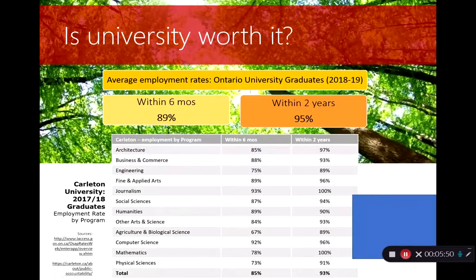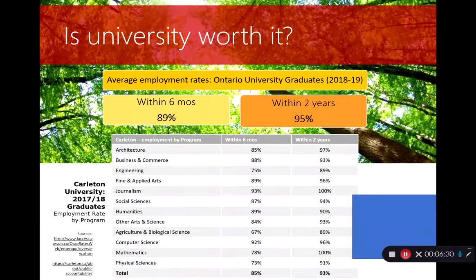Looking at all those costs, and the fact that you might need to take on debt, a lot of students do ask themselves, is this worth it? So I just wanted to share with you some recent statistics that maybe help counter some of the narratives about, study a degree in philosophy and you'll end up working at McDonald's. That's typically not the case. Average employment rates for Ontario University graduates are quite strong. These are some statistics from UAC and OSAP and the Carleton graduation rates.